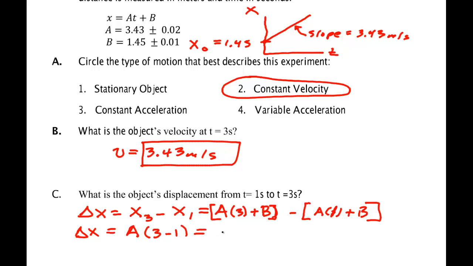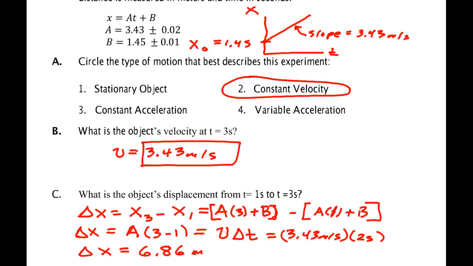So what is it? Well, a is v. So what you're really saying is you're looking at v times delta t. So 3.43 meters per second times 2 seconds. So delta x is equal to 6.86 meters if my calculations are correct without a calculator. And of course this makes total sense. Distance is equal to rate times time. People often say it's d equals r t.